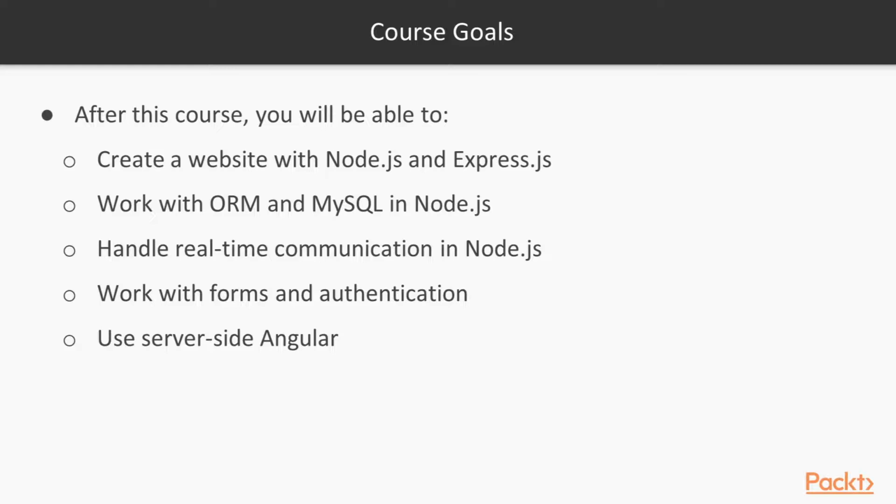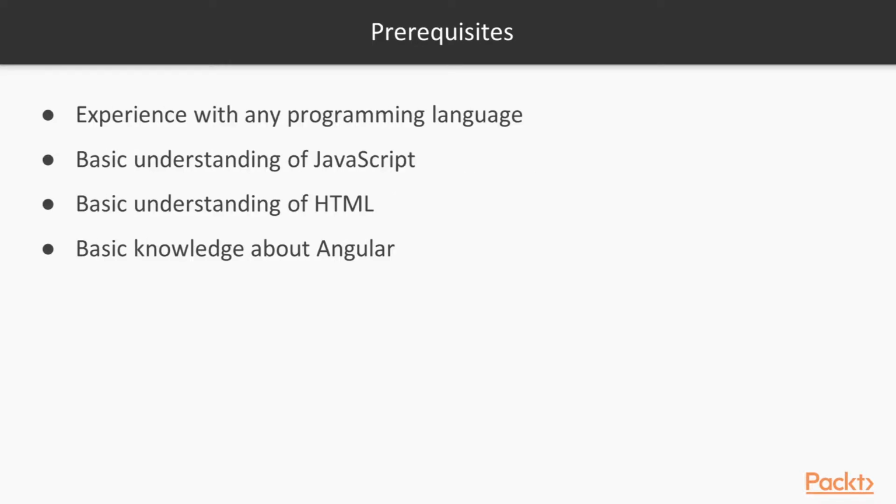After this course, you will be able to create a website with Node.js and express.js. You will also be able to use a database and know how to work with an ORM system. You will be able to handle real-time communication in Node.js, and you will be able to work with forms and authentication and using server-side Angular. The prerequisites are some experience with programming languages, a basic understanding of JavaScript and HTML, and of course, it would be nice if you have some knowledge of Angular.